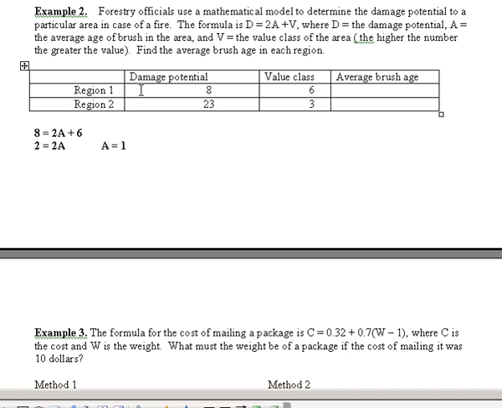So on this region 1 here, it says the damage potential, D, is 8. So I'm going to substitute the 8 in for D. The value class is 6, a high value class there, 6, and we're supposed to find the average brush age, A. So I substituted the 8 in for D and the 6 in for V, giving me this equation here. Then I just subtract the 6 from both sides, giving me 2 equals 2A, divide through by 2, and I get A equals 1. So the average brush age for this region, region 1, would be 1. And let's go on to the next problem. You can do region 2 yourself.